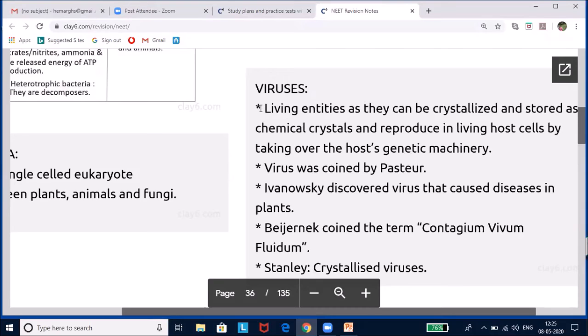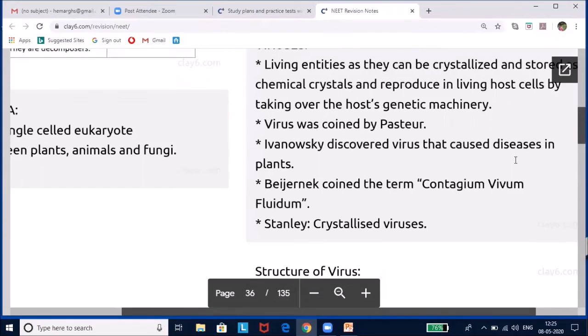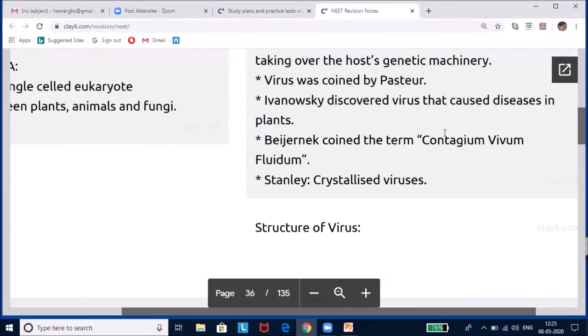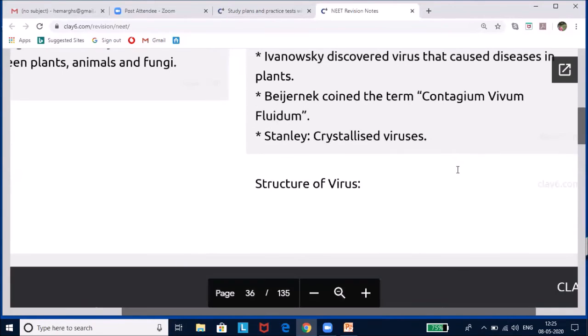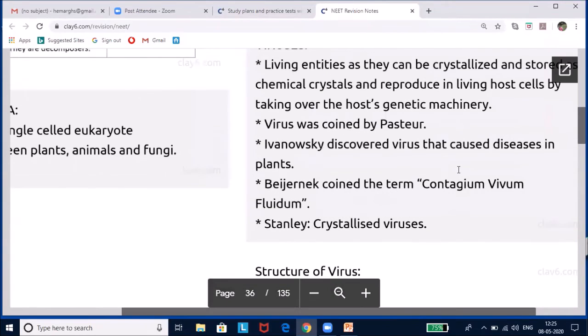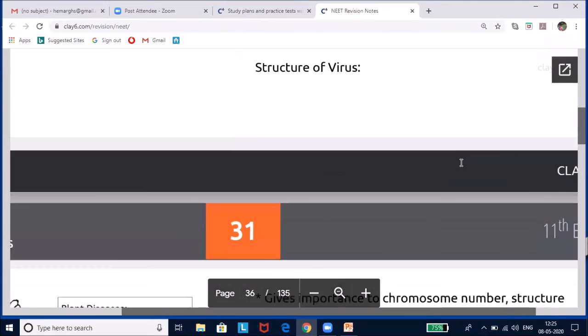Now, the viruses are living entities as they can be crystallized and stored as chemical crystals and reproduce in living host cells by taking over the host genetic machinery. And these scientists are very important. The term virus was coined by Pasteur. Ivanovsky discovered viruses that cause diseases in plants, and Beijerinck coined the term contagium vivum fluidum, which means a poisonous fluid. And Stanley was able to crystallize the viruses. Why I gave you this: you have to know these scientists' names, they are very important. They might ask you in the exam.